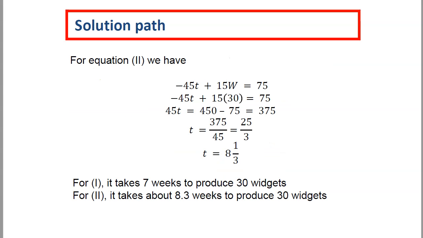When we do this with equation 2, we have minus 45T plus 15W equals 75. When we replace W with 30 and solve, we get T equals 8 1/3. So for equation 1, it takes 7 weeks to produce 30 widgets, and for equation 2, it takes about 8.3 weeks to produce 30 widgets.